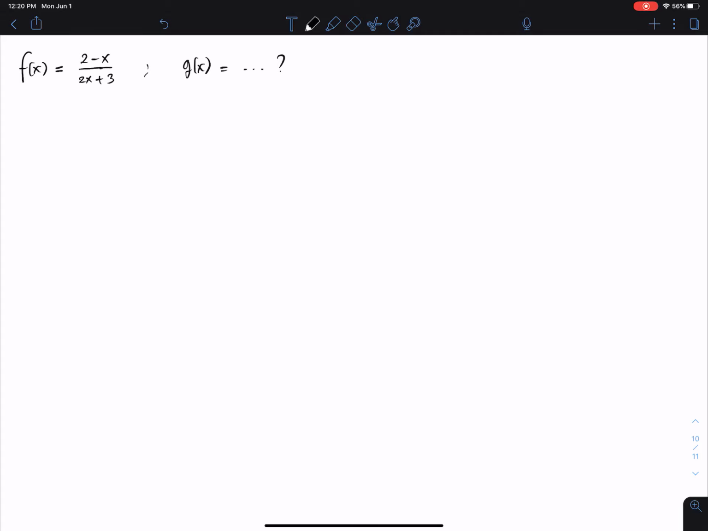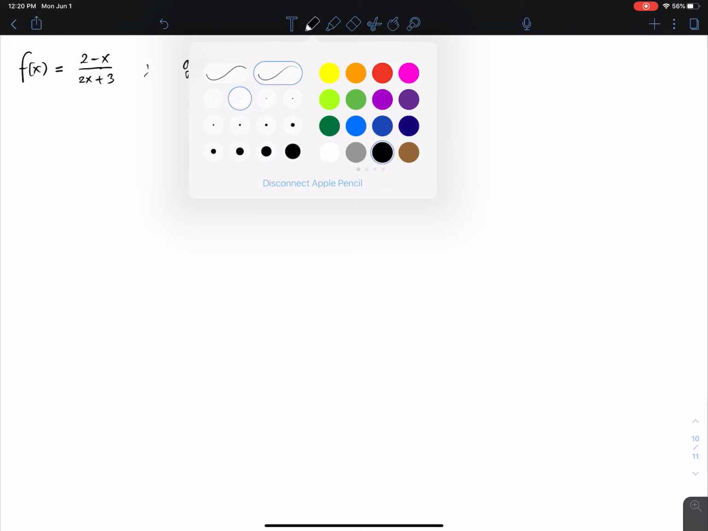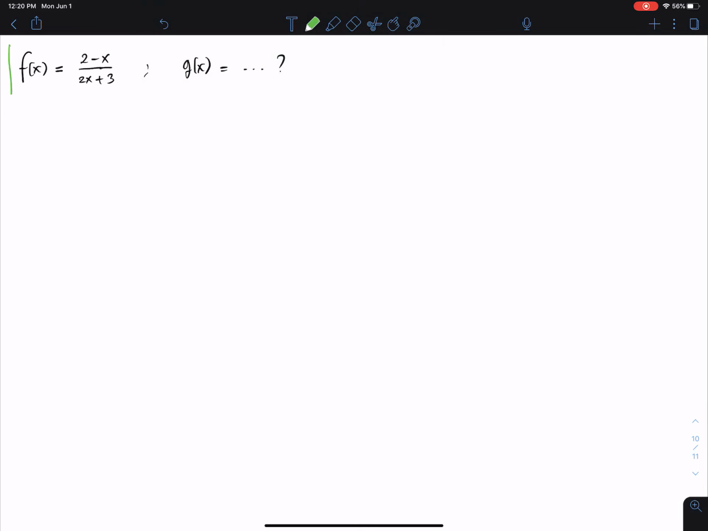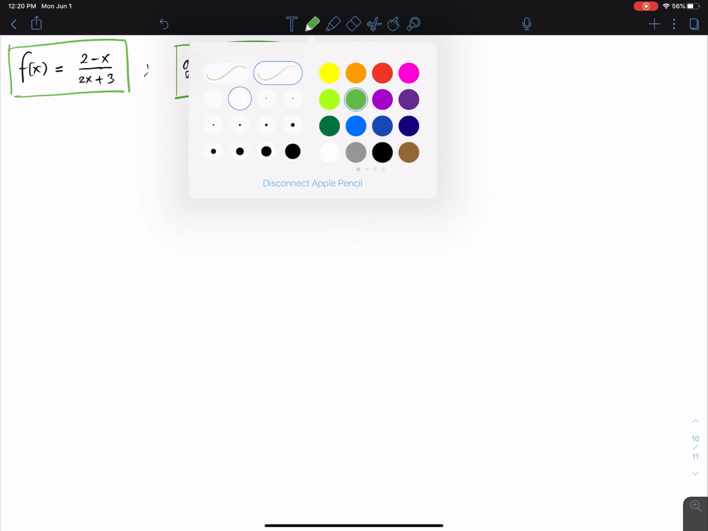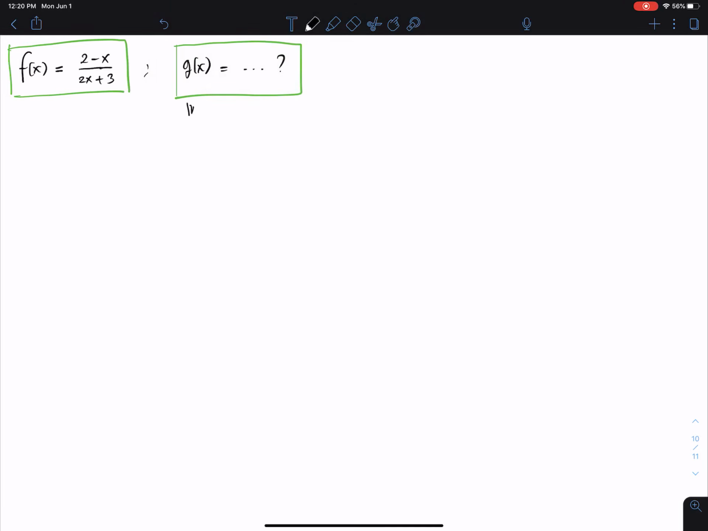Okay, so now this is another example. If you see, it's more complex compared to the previous one. So we are going to find g(x) here, which is the inverse of f(x).